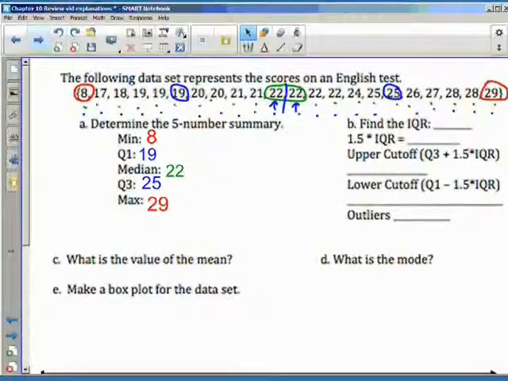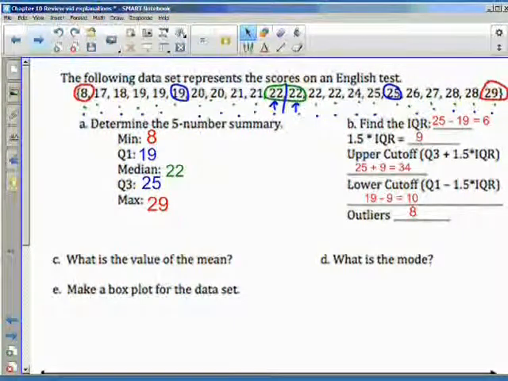All right, then to find the IQR, that'll be the interquartile range, the value between 19 to 25. So we do 25 minus 19, we get 6. And then to find some outliers to see if there are any, we would take the IQR, which in this case is 6, multiply by 1.5, that's 9.